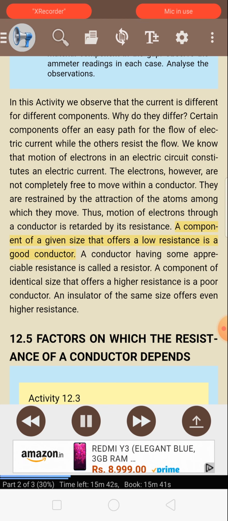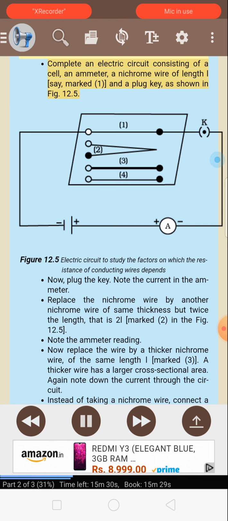A component of a given size that offers a low resistance is a good conductor. A conductor having some appreciable resistance is called a resistor. A component of identical size that offers a high resistance is a poor conductor. An insulator of the same size offers even higher resistance. 12.5 Factors on which the resistance of a conductor depends. Activity 12.3. Complete an electric circuit consisting of a cell, an ammeter, a nichrome wire of length L, say, marked 1, and a plug key, as shown in figure 12.5.